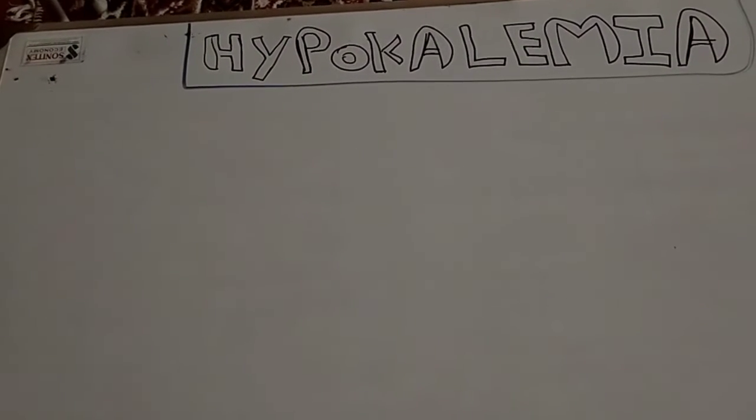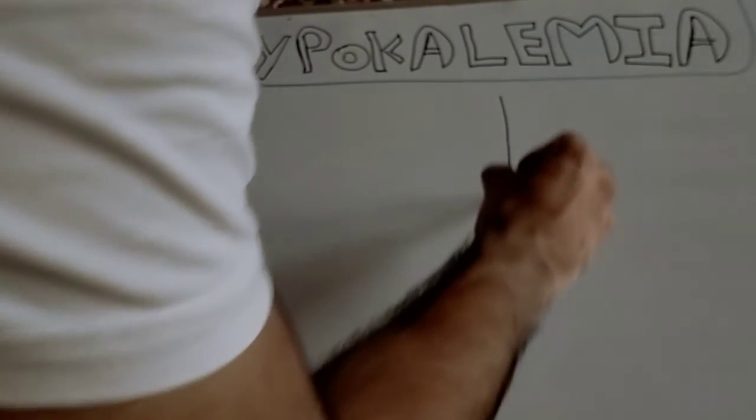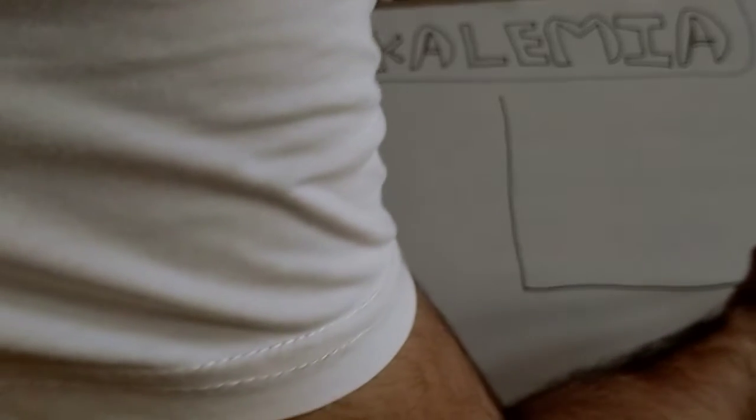Today I will tell you about hypokalemia and what effect it causes on the resting membrane potential, on the stimulus, on the threshold level, on the amplitude, and on the duration. So I will discuss all of these features in this lecture. First of all, draw the graph of the action potential like this.